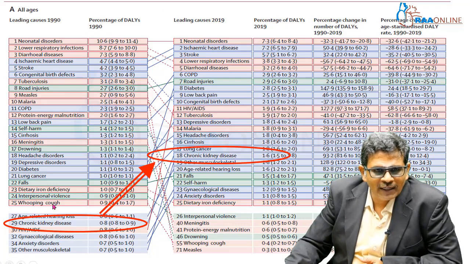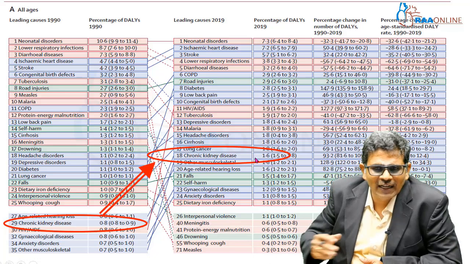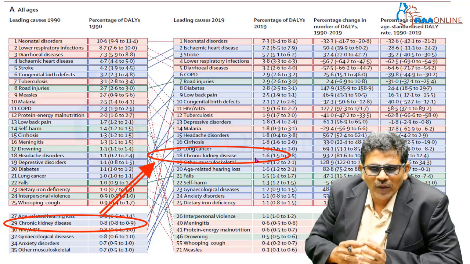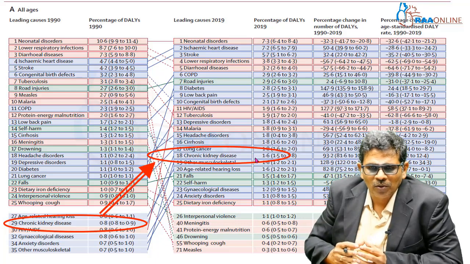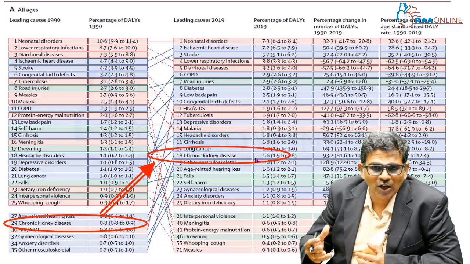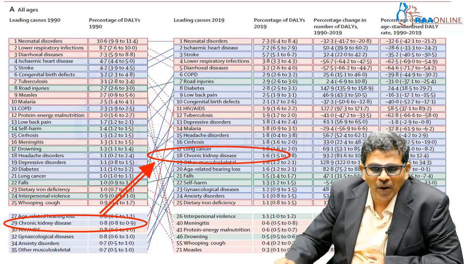Way back in 1990, chronic kidney disease was ranked 29 with an adjusted DALY of about 0.8. With the advent of all these things, the current data in 2019 shows that chronic kidney disease has moved up from 29 to 18, and the DALY has exactly doubled. So with all the advances that have happened, we are not able to control this burden of chronic kidney disease, of which diabetes contributes a major part. This is how the epidemiology of diabetes and chronic kidney disease has become a bigger burden on the human community.